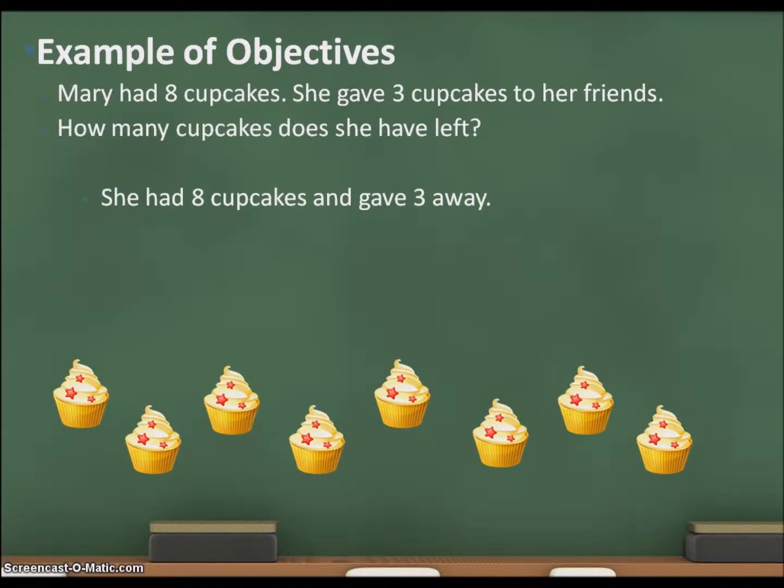After finding the important information, which you did last module too, you will then go on to modeling the problem and the change. In this example, 8 cupcakes were drawn, and then 3 of them were crossed out to show the change. Let's begin the lesson.